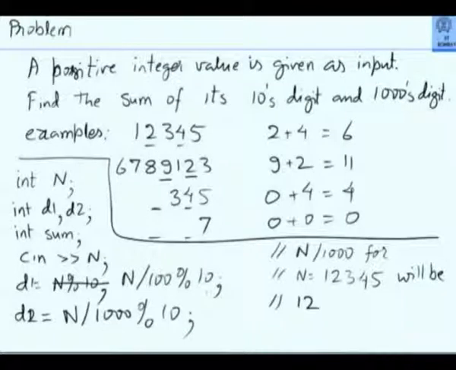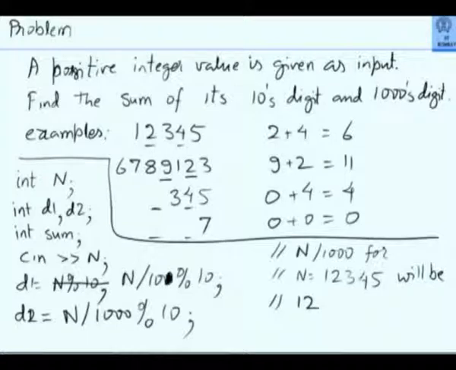Apply this logic to 1, 2, 3, 4, 5. 1, 2, 3, 4, 5 is the number. What is n divided by 100? 1, 2, 3. The last digit is the hundreds place digit, not the tens place digit. What we want is 4, not 3.